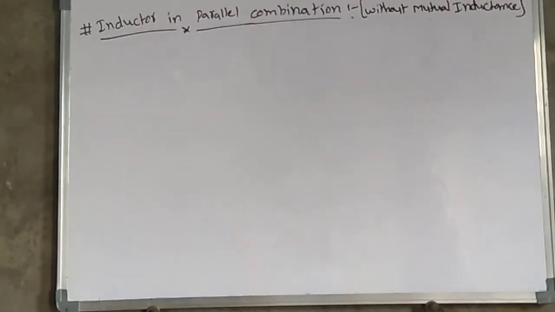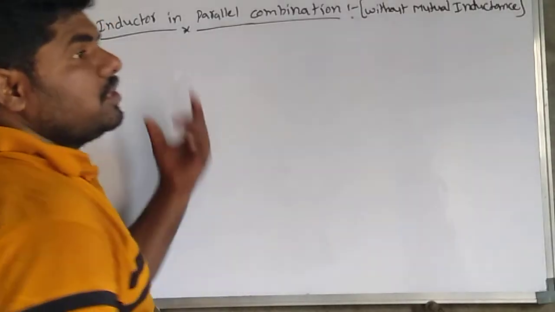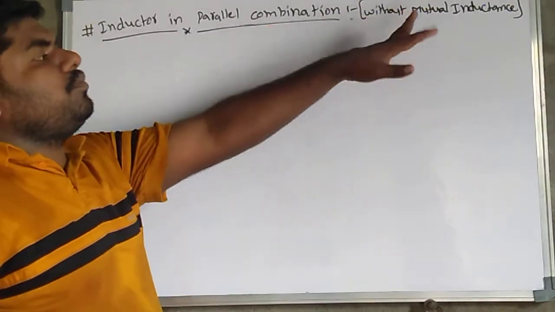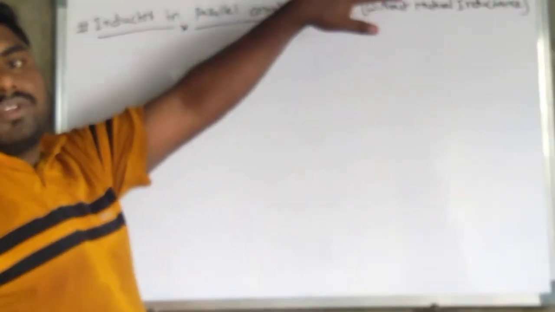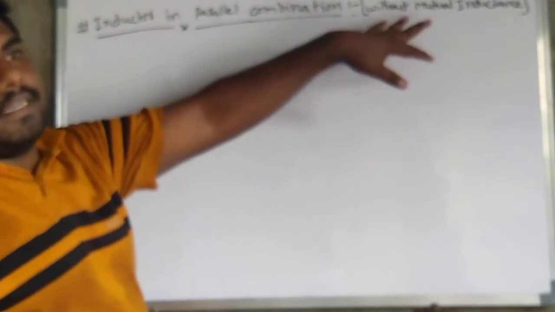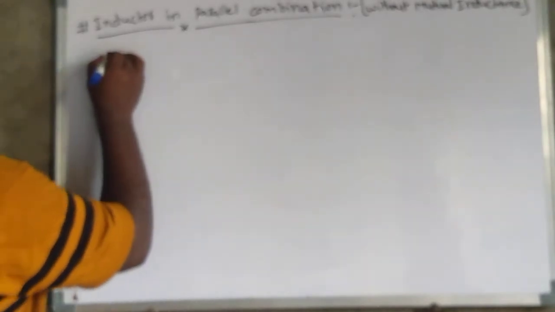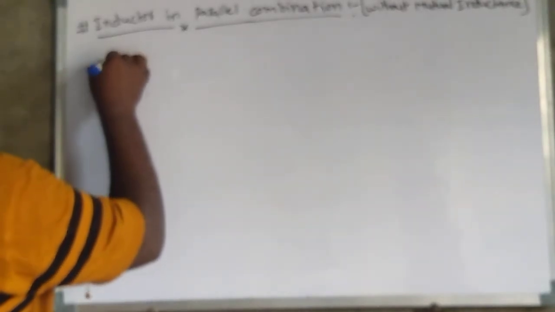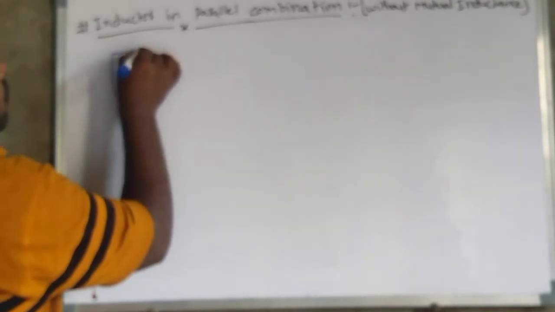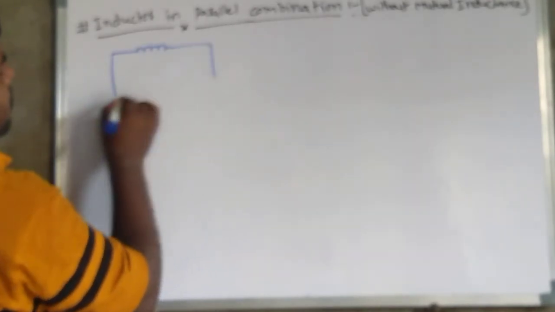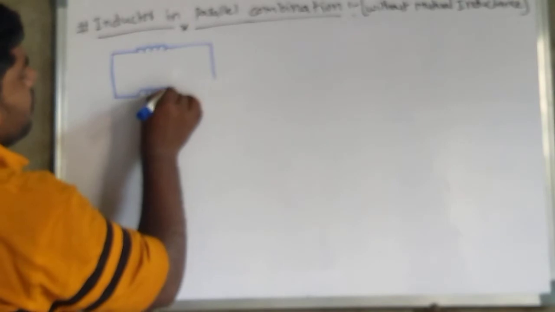Next concept, inductors in parallel combination. In this parallel combination, there is no mutual induction, so there is no mutual inductance. Now I am going to draw two inductors in parallel combination. This is the first inductor, and this is the second inductor.